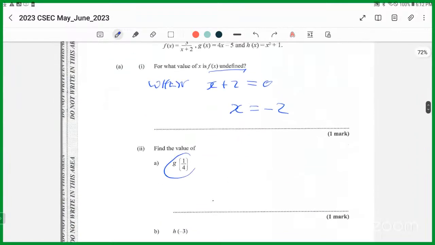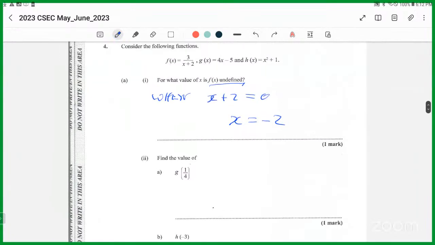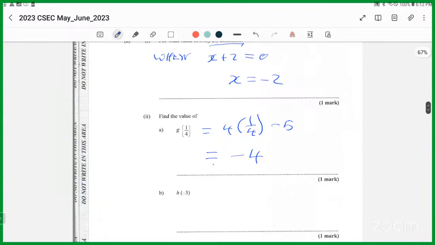g of a quarter means that we're going to take the quarter and plug it in the g function right here. That's simply going to become 4 times a quarter minus 5. 4 times a quarter is 1. 1 minus 5 is negative 4. Easy. Beautiful. Next one, h of negative 3.